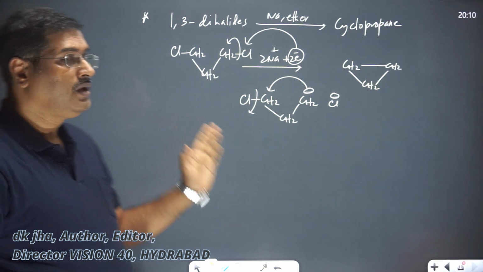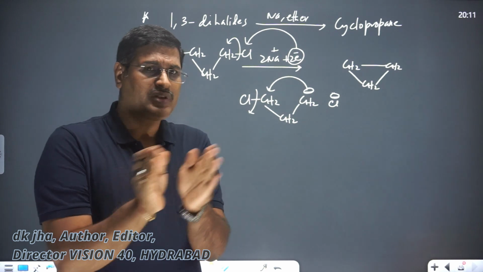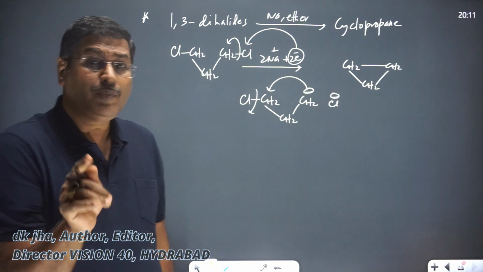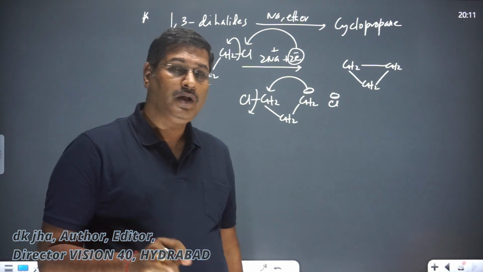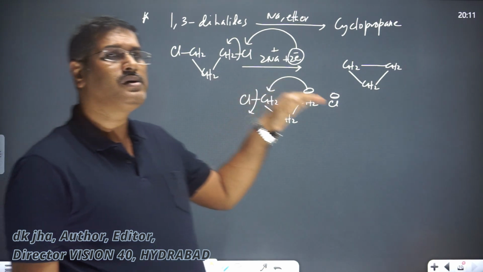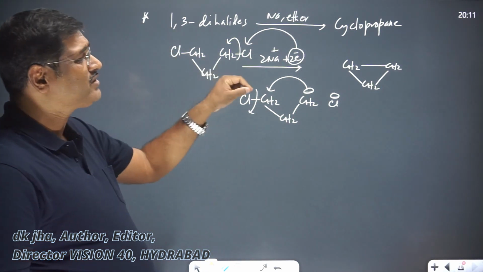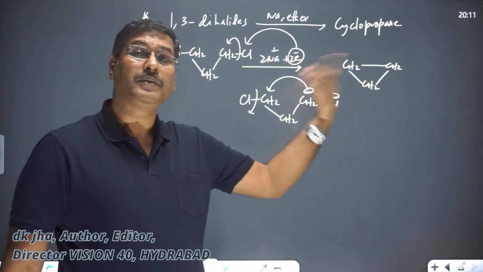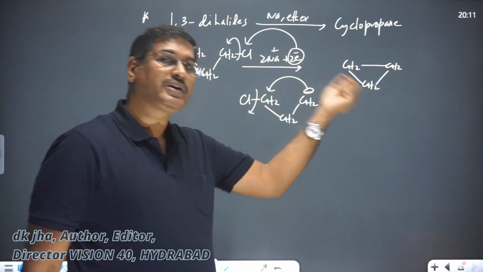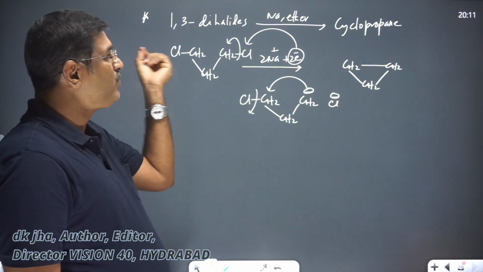Here, reaction between the first and third carbon is appropriate only. 1 and 4 is not appropriate. That's why this kind of reaction is least observed in the case of 1,4, but is again observed in the case of 1,5. Cyclobutane is not the expected product; it's not observed if we have 1,4-dihalides.